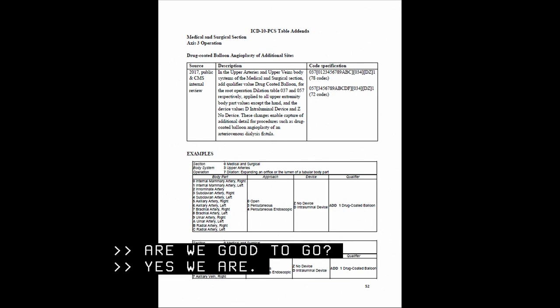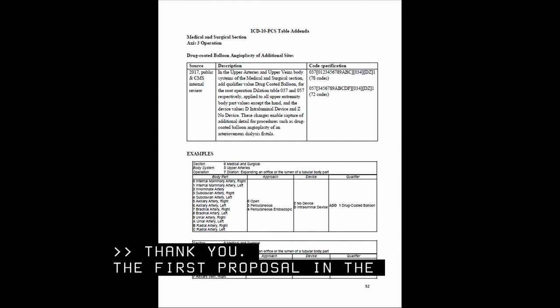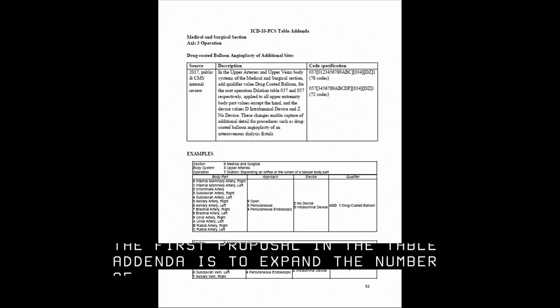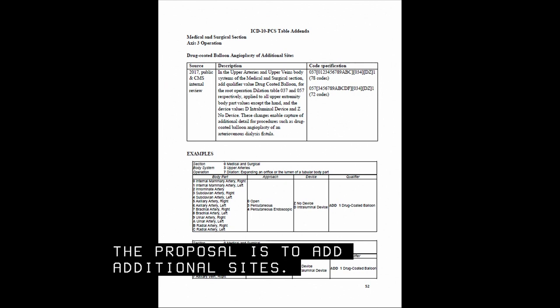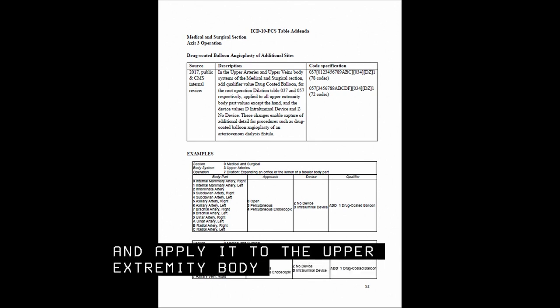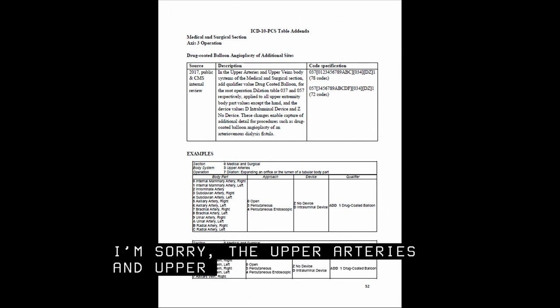So the first proposal in the table addenda is to expand the number of choices, the options for drug-coated balloon angioplasty. So the proposal is to add some additional sites. Dilation table 037, which is upper arteries, and 057, which is lower arteries, and apply it to all the upper extremity body part values except the hand and the device. I'm sorry, I said upper arteries and lower arteries. I meant upper arteries and upper veins, excuse me. And the device values, intraluminal device and no device.